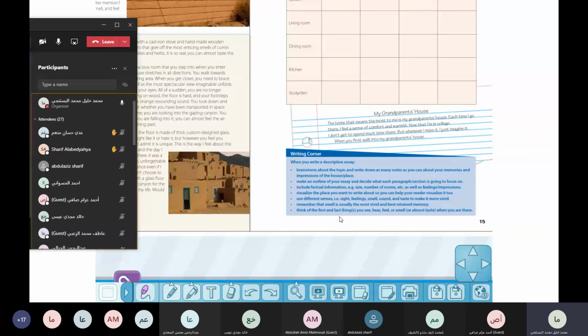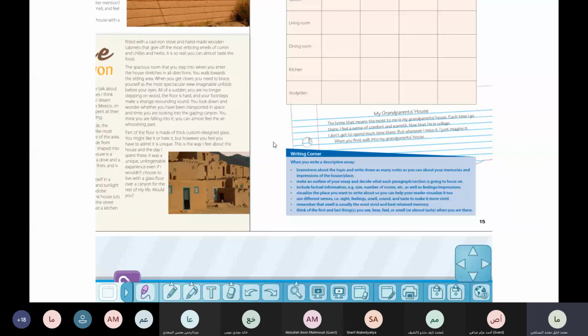The last, who can read the last? Sharif. Yes. Think of the first and last things you see, hear, feel, or smell, or almost taste when you are there. Good. Here you have to focus on the time when you enter the house and the time when you leave. This will help you to introduce and to write the essay more effectively.